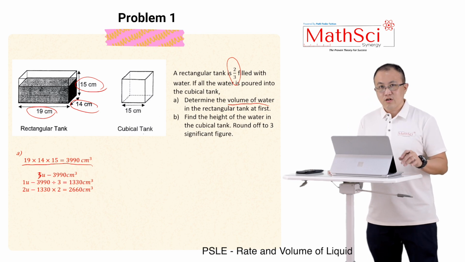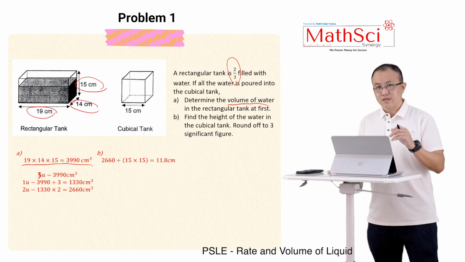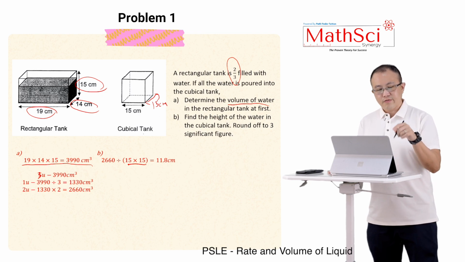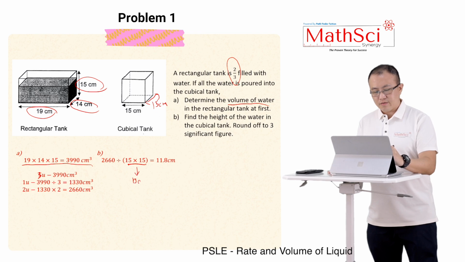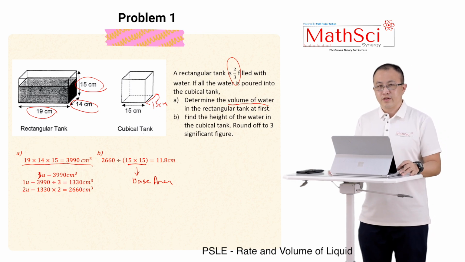significant figures. So applying what we just talked about just now, we can take the volume of water I want to pour, divided by this 15 times 15. So first thing first, this is a cubical tank, so what we are expecting is that this is also 15 cm. Okay, this is also 15 cm. So 15 times 15, this will actually be your base area. And then from there, the volume divided by the base area, we get the height from there.